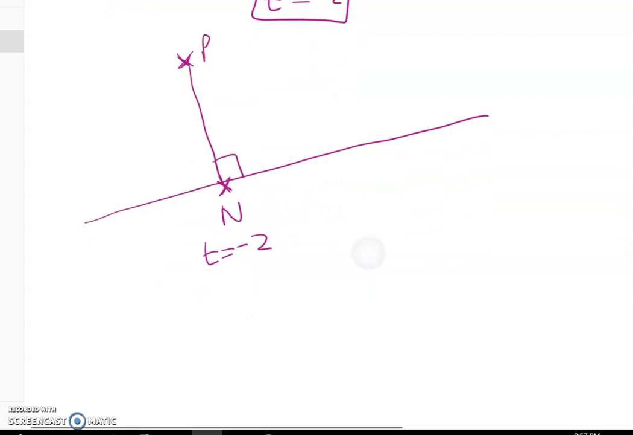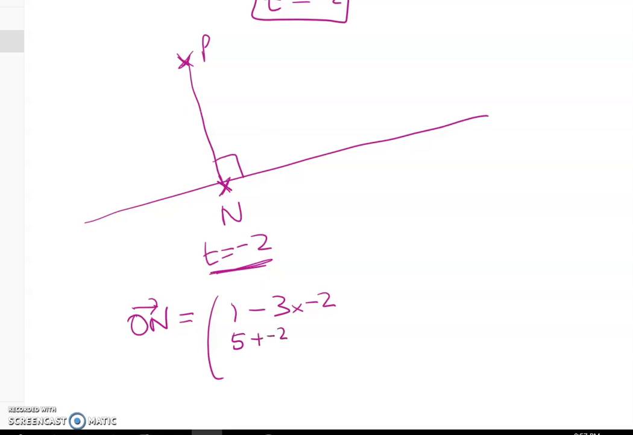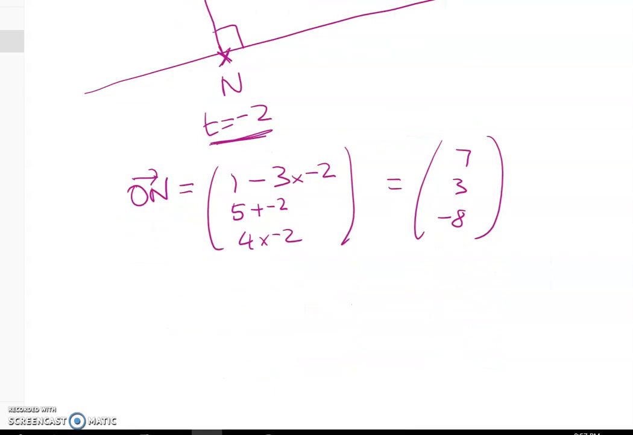So I'm going to substitute t equals negative 2 back in to get N. ON is 1 minus 3t, so it's 3 times negative 2, 5 plus t, so 5 plus negative 2, and 4 times negative 2. And that gives me 7, 3, and negative 8. So my point is going to be N, 7, 3, negative 8.